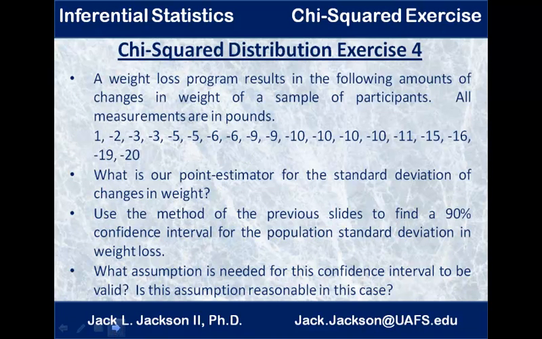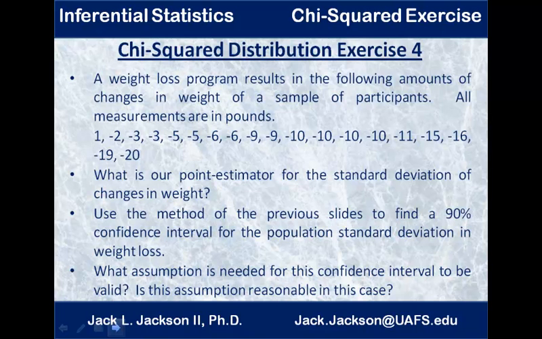All right, let's try another exercise. This time I'm going to give you some data. A weight loss program results in the following amounts of changes in the weight of a sample of participants. All measurements are in pounds. So the first one is positive 1. That means he gained a pound, so the diet didn't really work for him. The rest of them were negative, so they all lost weight. One lost 2 pounds, a couple of them lost 3 pounds, and so forth. One guy lost 20 pounds.